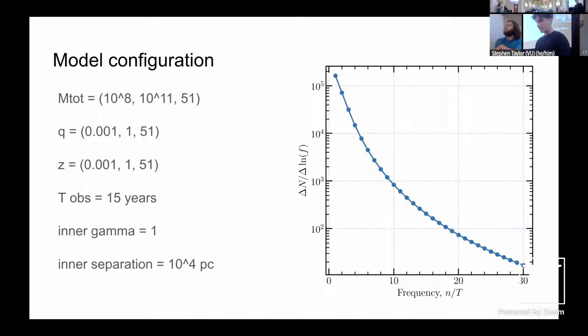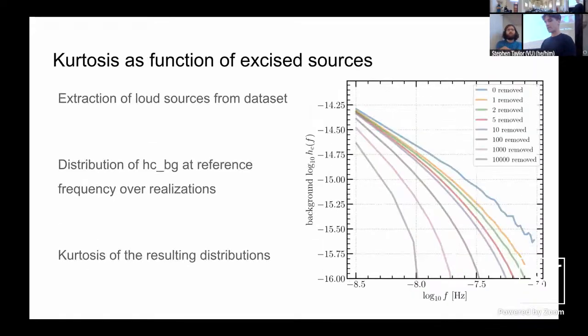But the cool thing about this is that now we can test kurtosis as a function of excised sources in the following way. What you can do is simply see what happens if we remove the loudest sources from our background, just like holodeck told us to, and see what happens to the kurtosis.